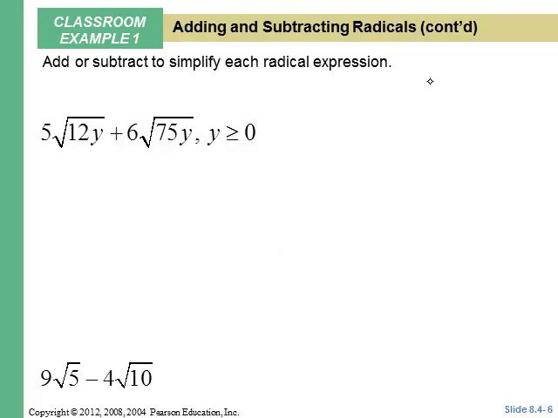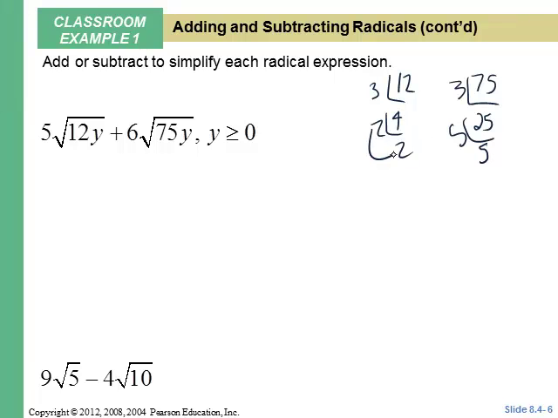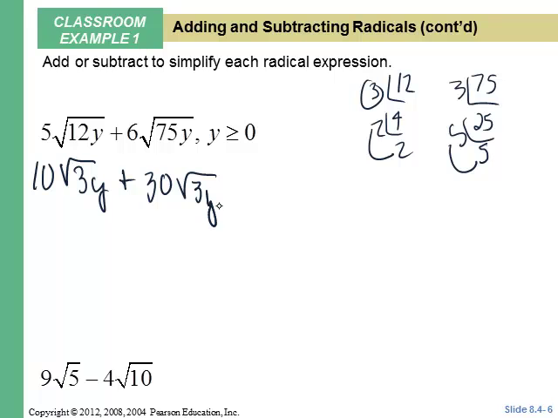So in this case, you would take the 12 divided by 3 is 4, which is 2 root of 2. 75 divided by 3 is 25, which is 5 and 5. So this is 5 times a pair of 2's, which is 10, root of 3y, plus pair of 5's times a 6 is 30, root of 3y. 10 and 30 makes 40, root of 3y.